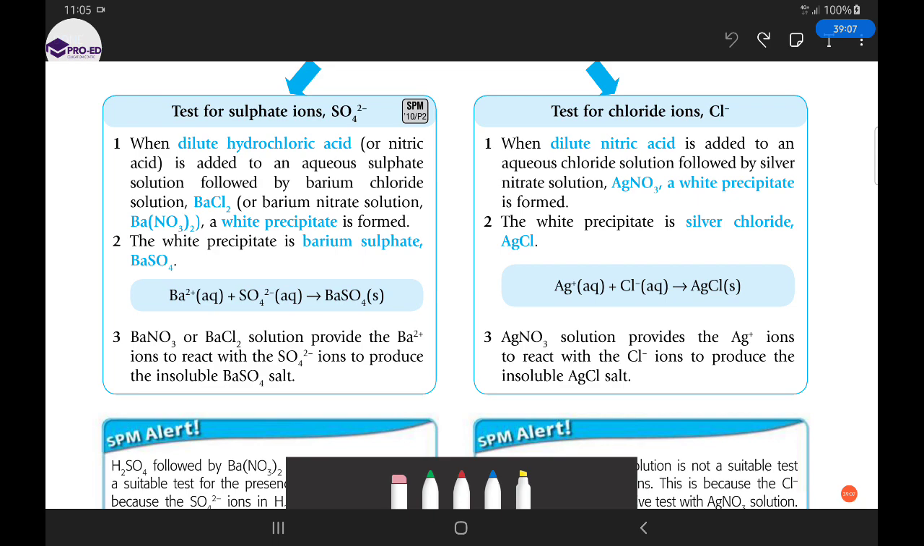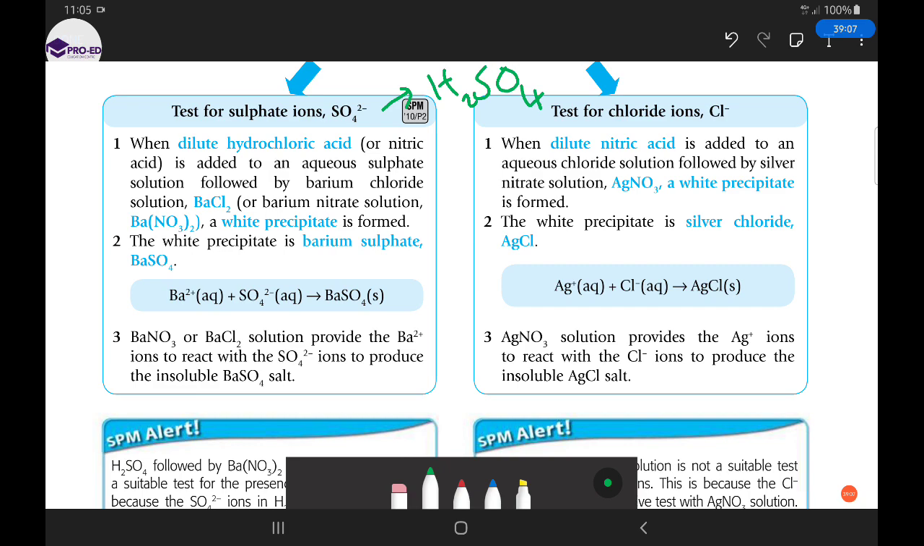Okay, now guys, there's something you need to know. When doing this test, they said you can use dilute hydrochloric acid or dilute nitric acid, but nothing else, either hydrochloric acid or nitric acid. Now, why can't we use sulfuric acid? Students have asked me, why not use sulfuric acid?